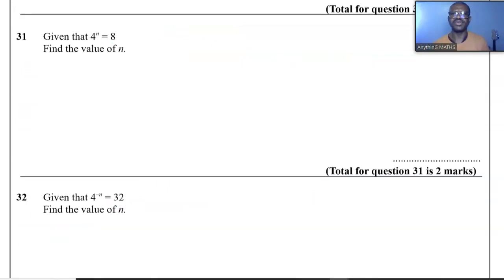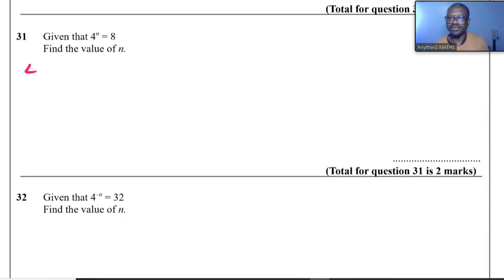Given that 4 raised to the power n is equal to 8, find n. Looking at the right hand side, we see 8 there. But we cannot express 8 as a power of 4. However, we can express 8 as a power of 2. And we can express 4 as a power of 2 as well. So that's exactly what we're going to do.